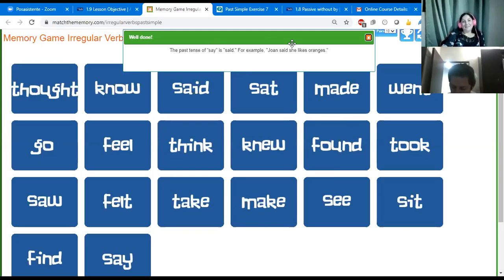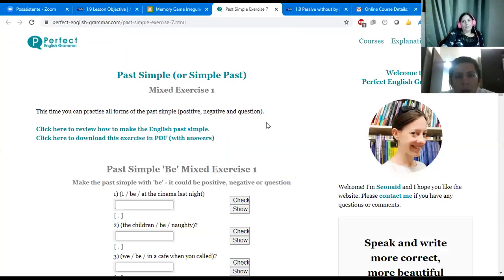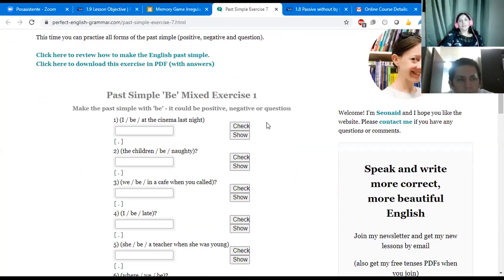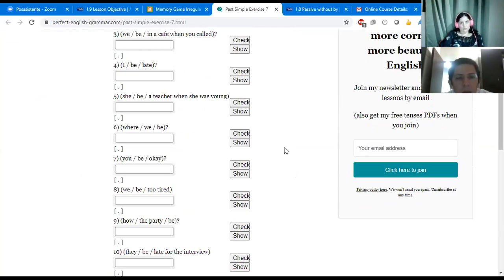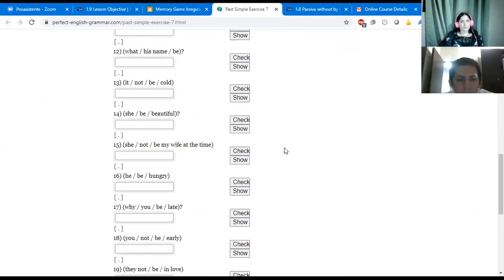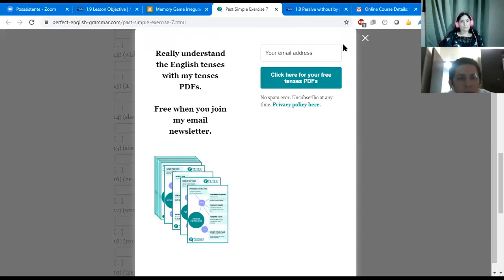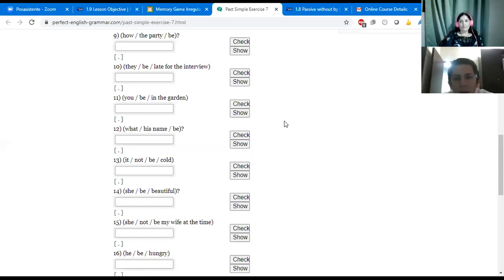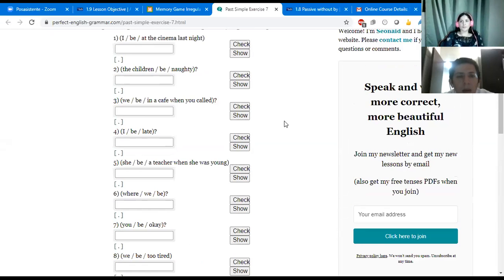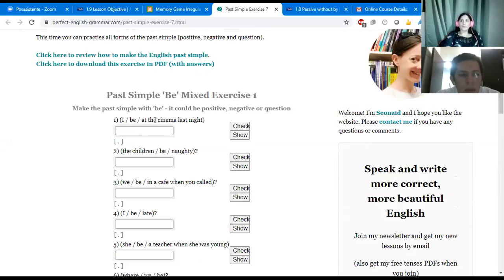Now we have another one. Can you see this one? Yes. You saw the change, right? Okay, now we are in a different place. All you have to do is, thank you. For example, you see these sentences are scrambled, right? They are mixed up.